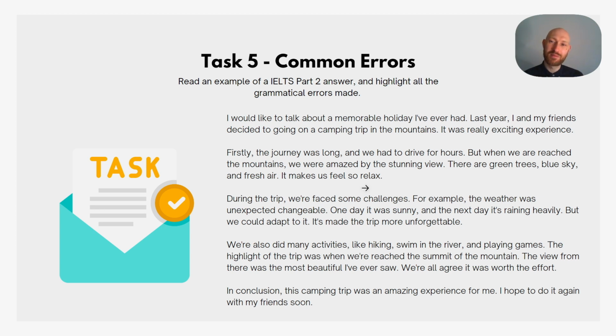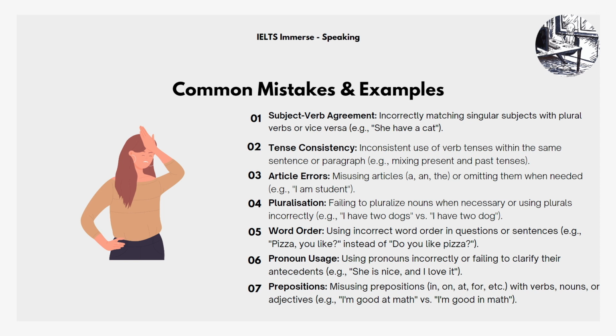So this is one of the common mistakes that people make, and I'm going to show you the most common mistakes that students make. So get your notepad out, start making some notes, and try to avoid the following mistakes. Number 1, the subject-verb agreement. Yes, so in simple terms, matching singular subjects with plural verbs or the other way round. She have a cat. Okay, so you can say she has a cat, but not she have a cat.